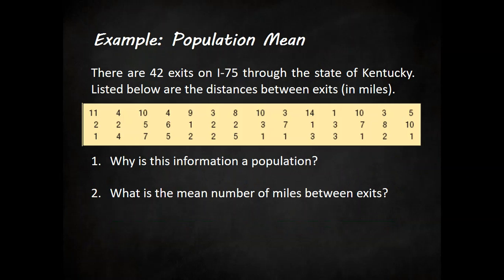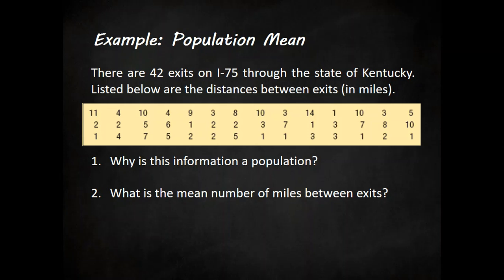So here's an example of a population mean. There's a total of 42 exits on I-75 through the state of Kentucky. Below is listed the distances between those exits in miles. So the question is, why is this a population? Is this all of the exits on I-75 through the state of Kentucky, or is this just part or a sample of the exits? And the answer is it's all of the exits on I-75 through the state of Kentucky. So this is the population of exits.